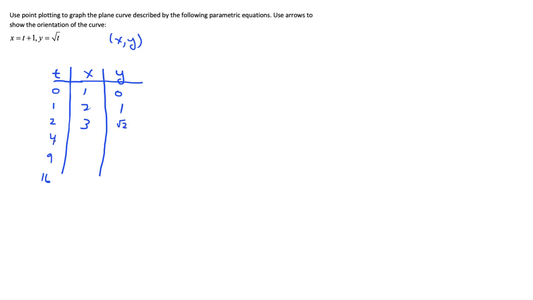When we plug in t equals 4, x equals 4 plus 1, which is 5. y is going to be radical 4, which is 2. When you plug in 9, 9 plus 1 gives us x equals 10. y equals radical 9, which is 3. And then we'll just finish up with this last point here. I could pick more points if I wanted to, but hopefully this gets us a good idea of what our graph will look like.